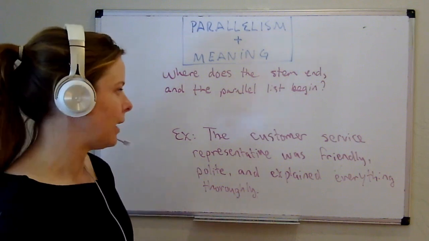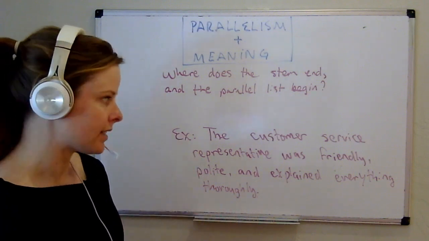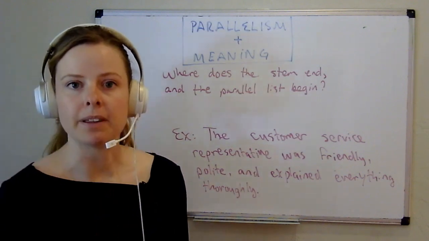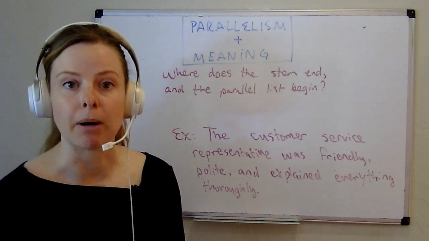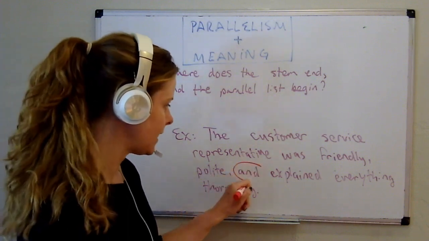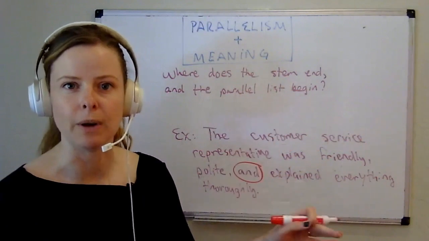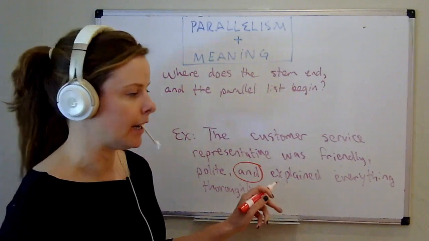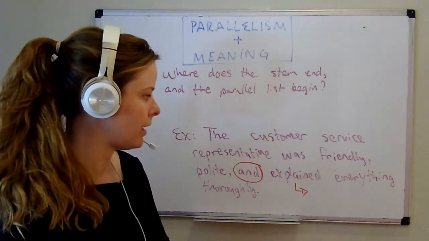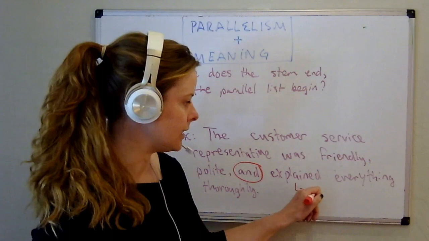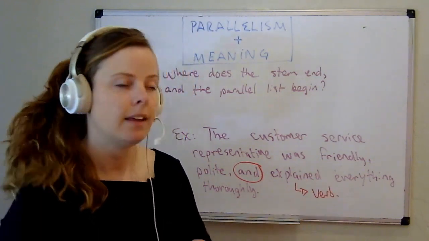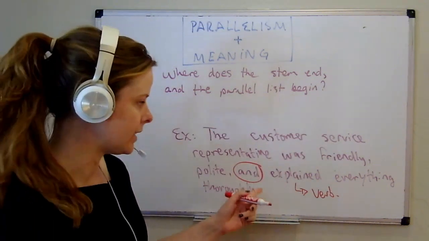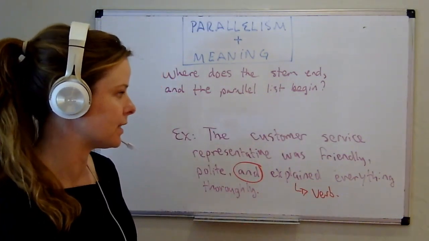But just as a brief recap, let's start with this sentence. We have: the customer service representative was friendly, polite, and explained everything thoroughly. As always with parallelism, what you want to do first is notice your marker word. Here we've got the word and, which tells me my sentence is being split up into a parallel list. After you notice the marker word, you go immediately after and determine what part of speech you're dealing with here. The word explained in this sentence is a verb. Then I'm looking earlier in the sentence to see what else the author is trying to list in parallel with this thing at the end, this verb.